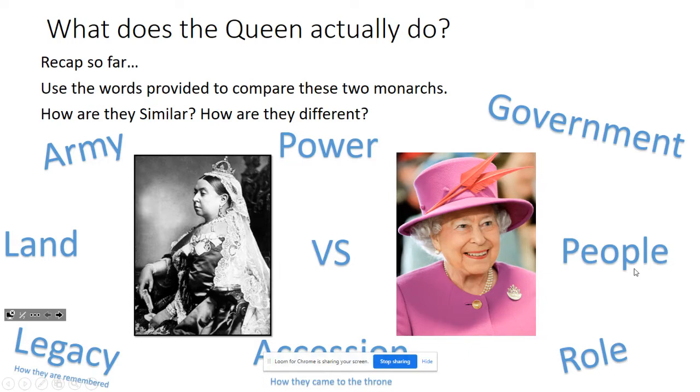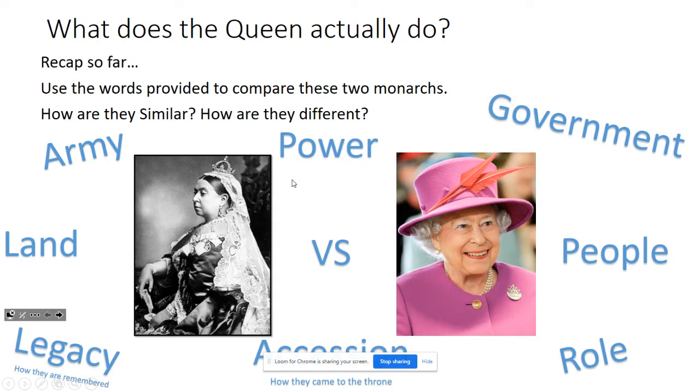So before we start, we're going to go back to our current Queen Elizabeth II over here. And last lesson we looked at Queen Victoria, who's over here. Your task is to use the words provided to tell me how these two monarchs are similar and how they are different. Use the key words around them to help you out. Come back to me in 2 minutes.